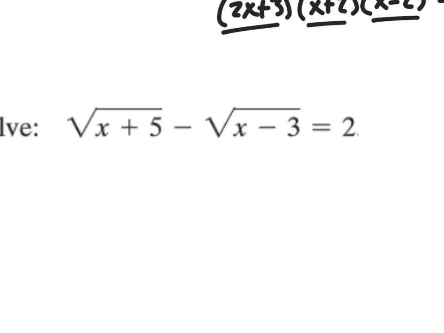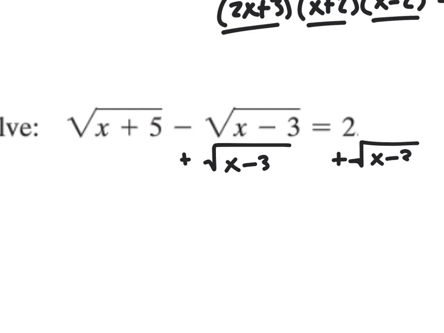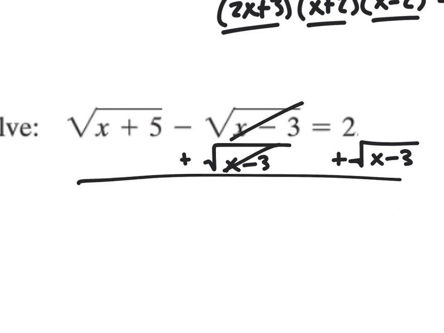I have two radical terms, and what I want to do is isolate one of them. So I'm going to add the square root of x minus 3 to both sides. These are going to cancel out, and what I'm left with is the square root of x plus 5 is equal to 2 plus the square root of x minus 3.